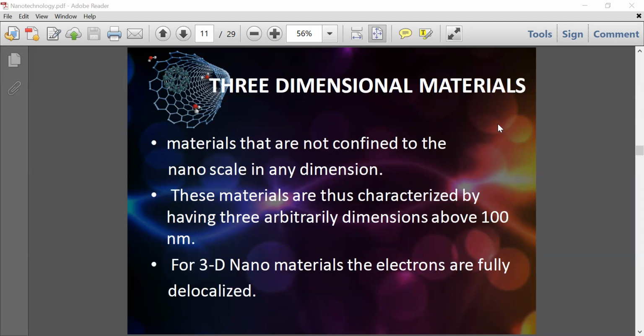So, three-dimensional materials: materials that are not confined to the nanoscale in any dimension. That is, here all the dimensions are above 100 nanometers. For three-dimensional materials, the electrons are fully delocalized. That is, the electrons have no specific location. They can go back and forth from one location to another. So, this is three-dimensional materials or zero-dimensional confinement.